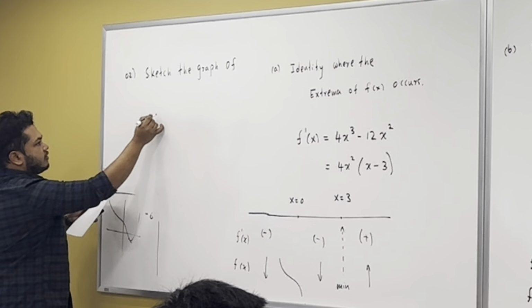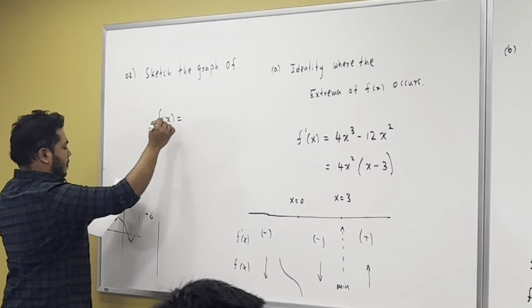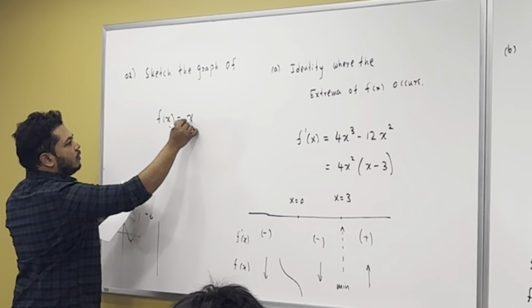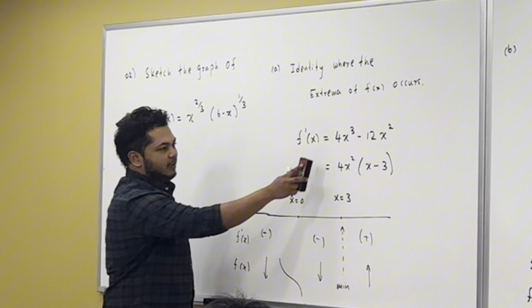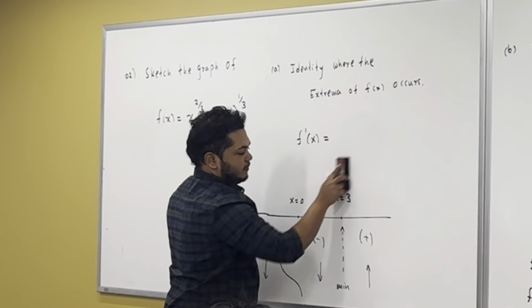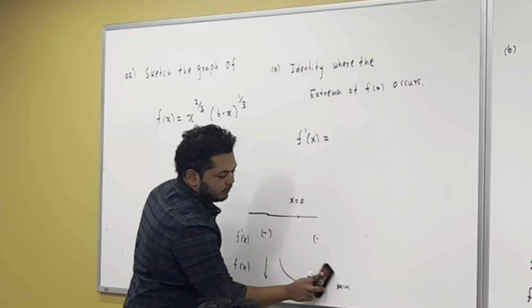Sketch the graph of the function. This time it's a radical one. Okay. x^(2/3)(6 - x)^(1/3). Okay. So my first question: identify where the extrema of f(x) are. Okay. So please take the derivative and share with me.